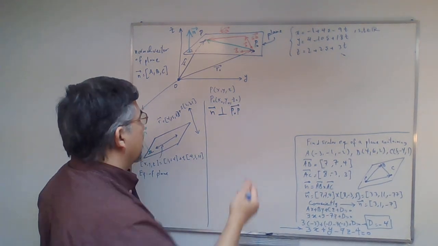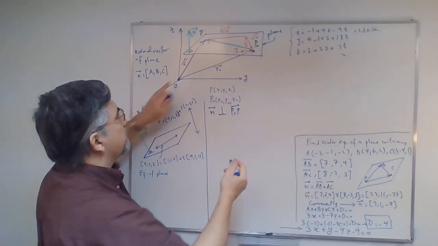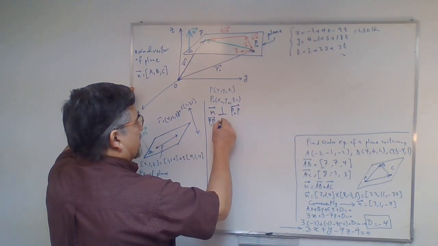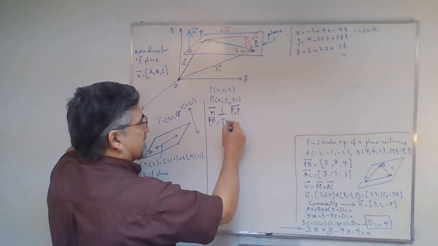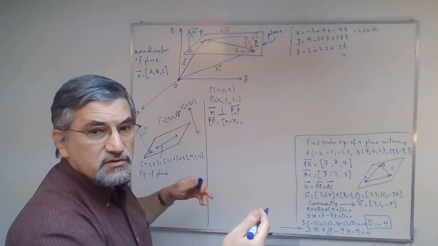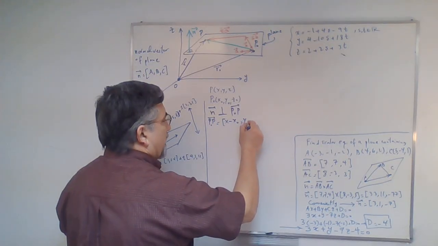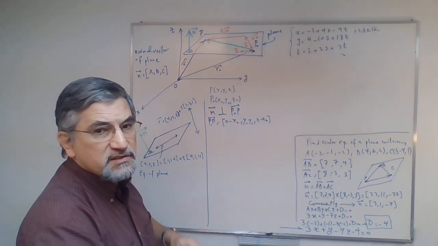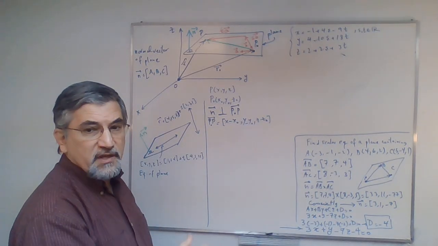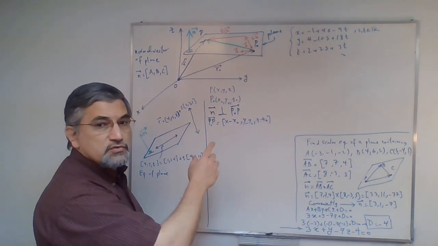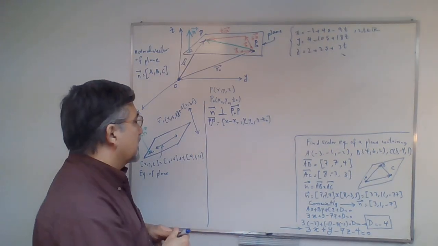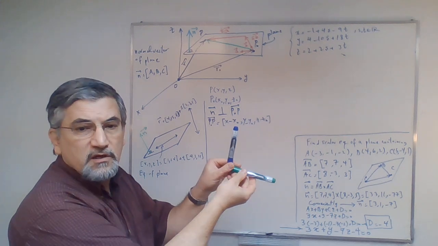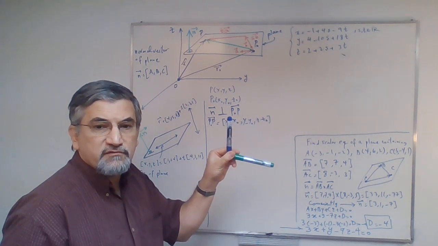We can say that. And vector P0P can easily be found. So P0P, that would be x of P, which is x, minus x of P sub 0, which is x naught. And then y minus y naught, and z minus z naught. So this is basically the P0P vector, which is perpendicular to the normal vector of the plane. So when two vectors are perpendicular, we know that they have a dot product of 0.